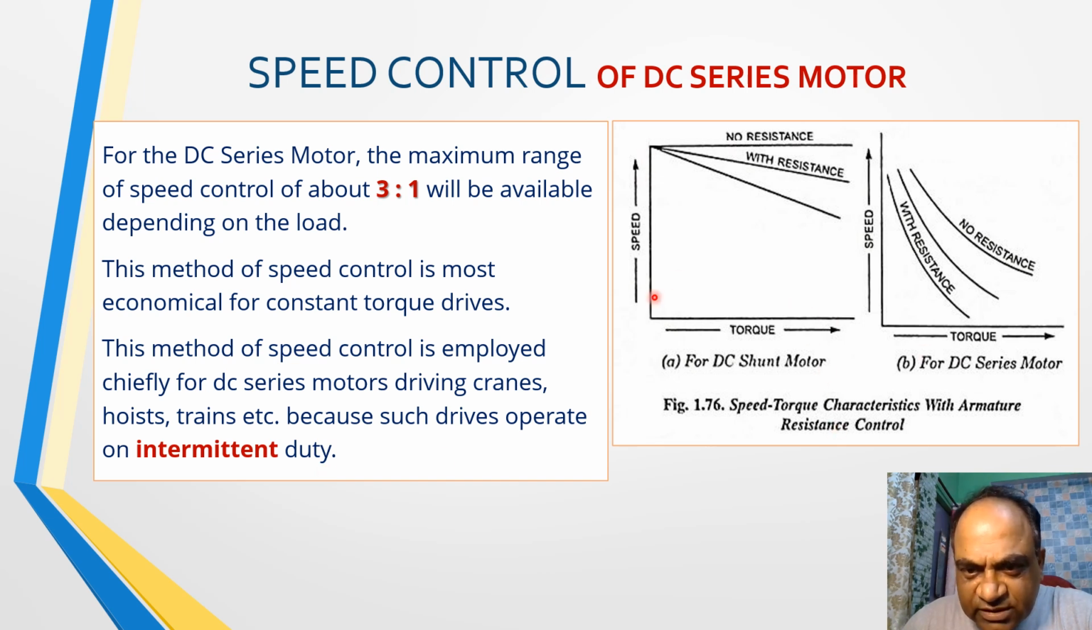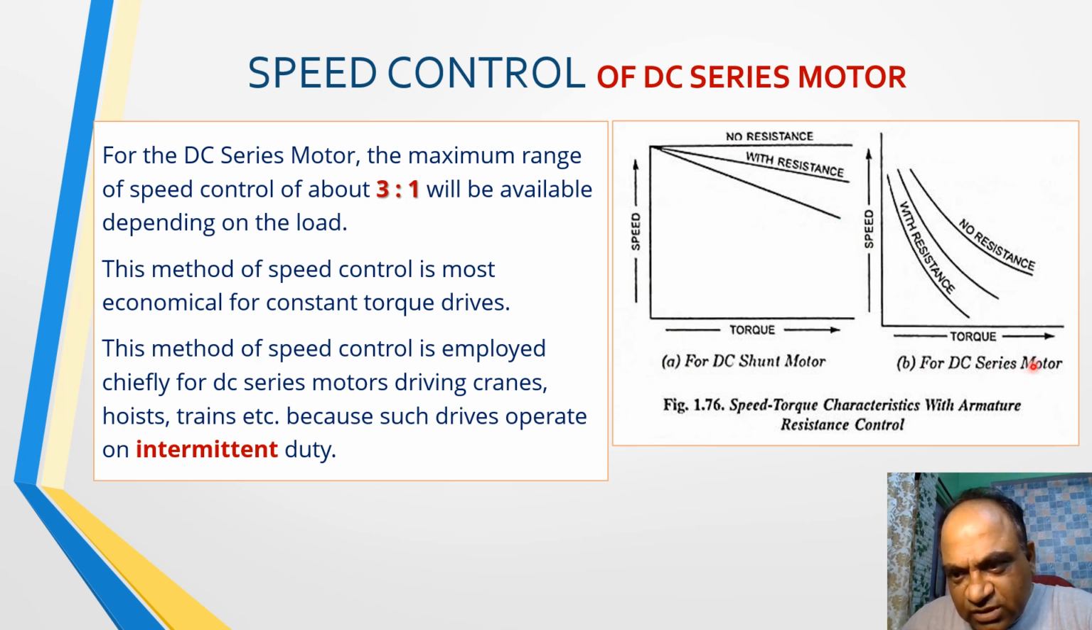Here the speed and torque characteristic has been shown. The torque is on the x-axis and speed is on the y-axis. This line shows the speed with no resistance, and when you add resistance you get slightly lesser speed, and still lower speed with further addition of resistance in the armature circuit.